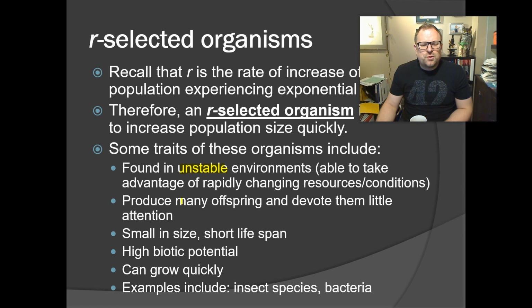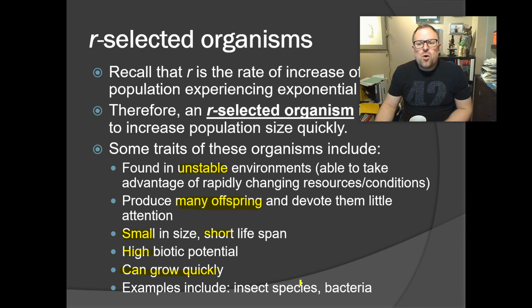They produce many offspring, devoting very little time and attention to them. They tend to be small in size. They have a short lifespan. They have a high biotic potential. They grow quickly. Okay, so really we're talking about insects, other arthropods, bacteria, organisms that can exploit the right conditions very, very quickly and then move on to their next stage of their life, whatever it might be.